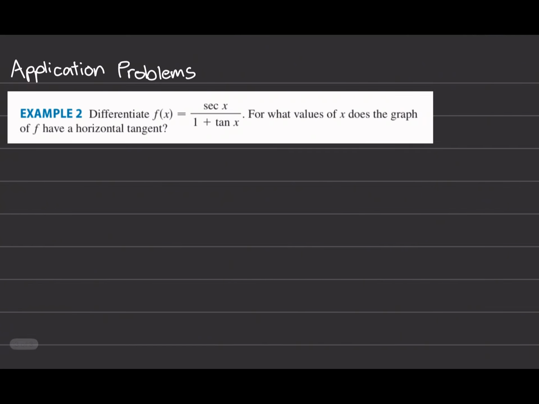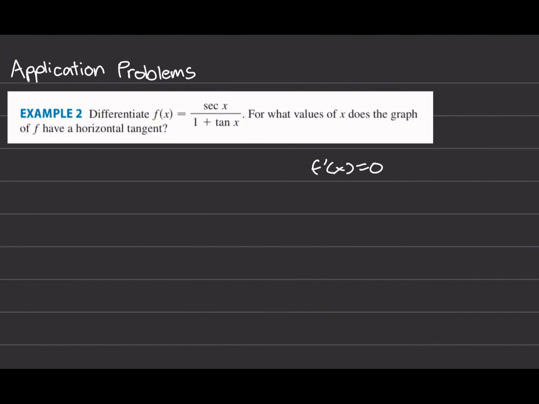So our first application problem is going to be this one. We're going to have to differentiate f of x equals secant x over 1 plus tangent x. It's asking for what values of x does the graph of f have a horizontal tangent. So what does a horizontal tangent mean? Well, remember, the derivative is the slope of the tangent line. So when it says horizontal tangent, that means it's a slope of 0. So that means that the derivative, f prime of x, is going to be 0. So whenever f prime of x is equal to 0, there's going to be a horizontal tangent.